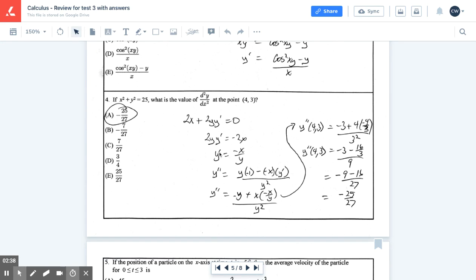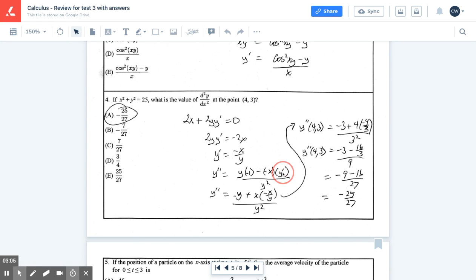Before you can find the second derivative, we need to get y prime by itself. So I subtracted 2x over, and then I divided by 2y, reduced the 2's. That gives me negative x over y. So there's the first derivative. Then we want the second derivative. So the derivative of y prime is going to be y double prime. And then I got to do the quotient rule right here: bottom times the derivative of the top minus the top times the derivative of the bottom, all over the bottom squared.